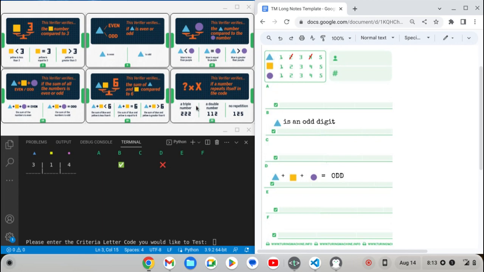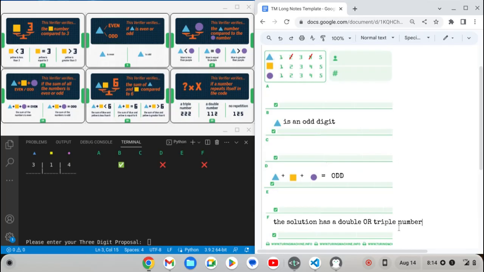So let's go ahead and test criteria card F. Okay, so the Turing Machine does not approve of my proposal. Notice that 314, you can describe it as having no repetition. They're all distinct. So that means that we're either looking at a triple number or a double number. So let's go ahead and type that up in our notes in section F. So since there are no repetitions, the Turing Machine disagrees with that, we can say the solution has a double or triple number.